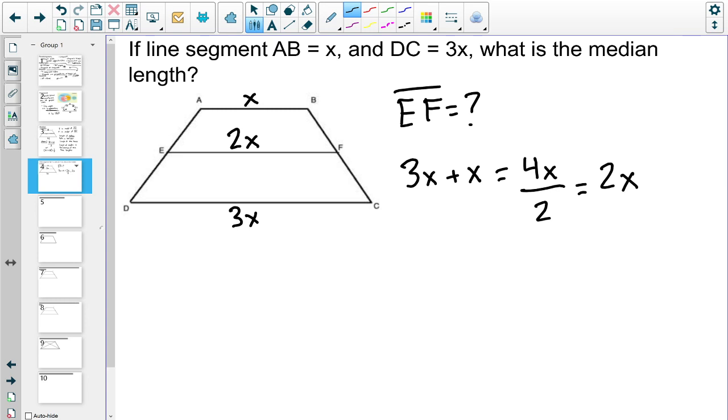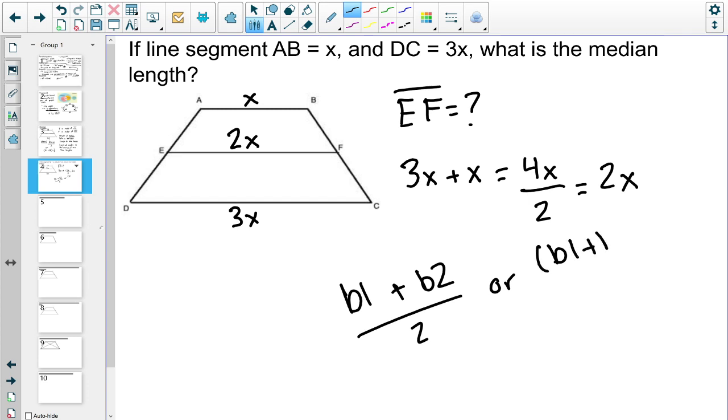So EF equals 2X. Now, you'll run into problems like this where you're given one side a numerical value and the other one with an unknown, and you can solve for that X, but this is just a simple example of what you will see on this sort of thing. So just remember that formula. Remember, base 1 plus base 2 divided by 2, or base 1 plus base 2 in parentheses times 1/2.